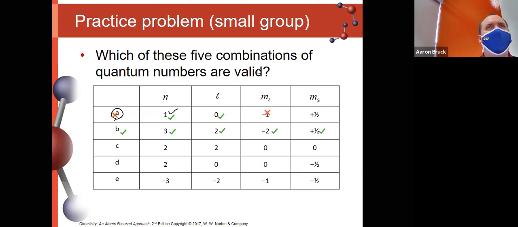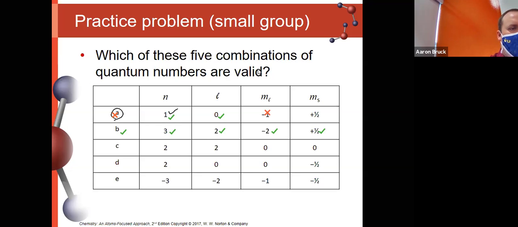All right, let's do a quick poll here. How many people think that C represents a valid set of numbers? Okay, a couple of you. For those of you that do not, point out one number that is wrong in C. All right, good.